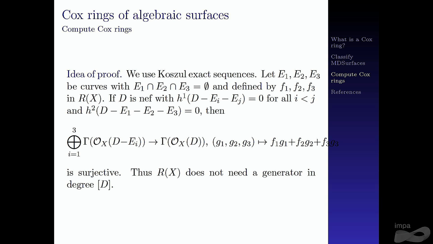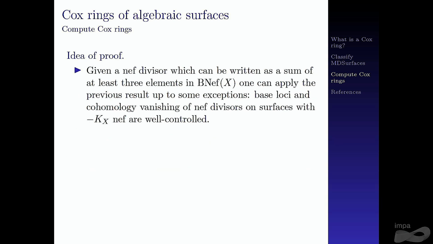How do we use this? We combine this with the idea of looking at the Hilbert basis. So given an F divisor, if it can be written as a sum of at least 3 elements in the Hilbert basis, we can try to play this with this result. And the good thing is that it works because, for surfaces with Neff anticanonical class, we have a good control both on base loci and on cohomology vanishing of Neff divisors.